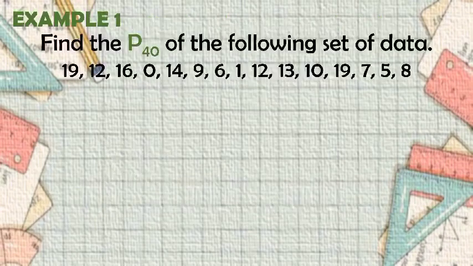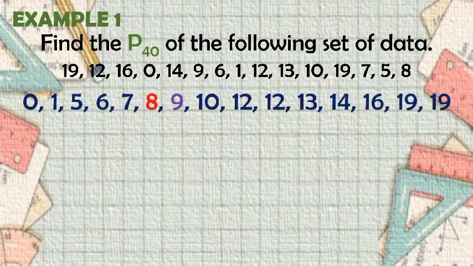So, let's come now to example number 1. Find the percentile 40 of the following set of data. So, the first thing we need to do is to arrange the data into ascending order.